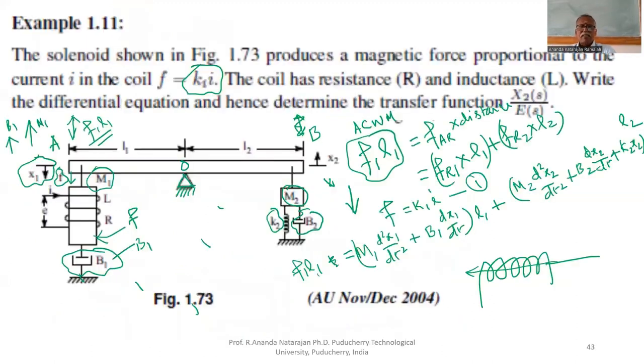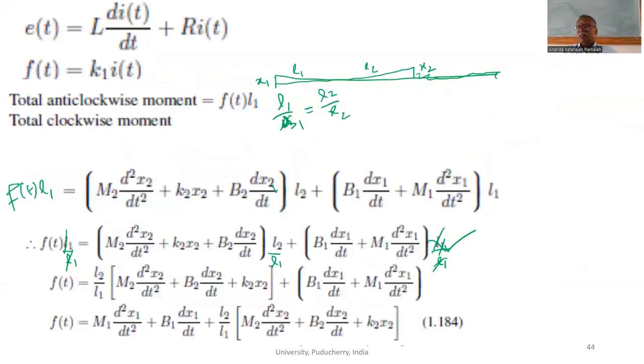But I want to obtain the mathematical model. Write the differential equation. That's all. The time domain mathematical model is over. But the second part of the question is, hence determine the transfer function x2 of s upon e of s. But x1 should not be there. To find this transfer function, x1 is another variable. X1 must not be there. That's why we found this relation.